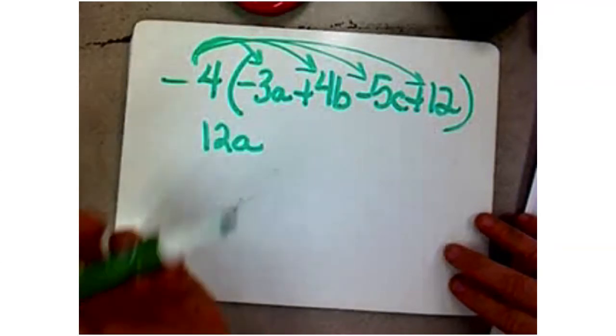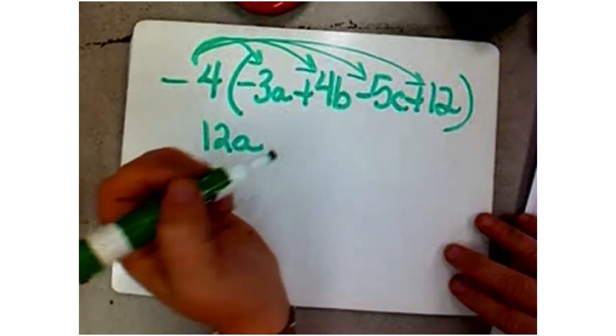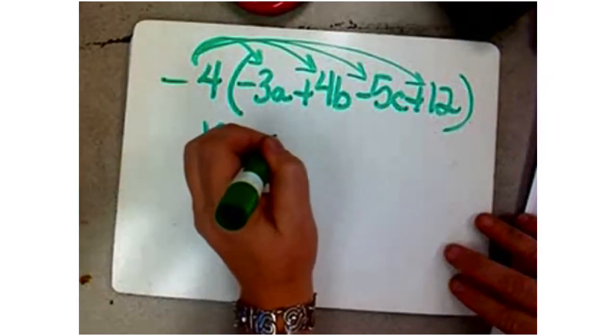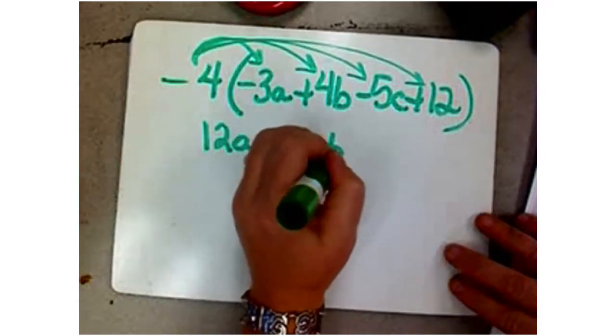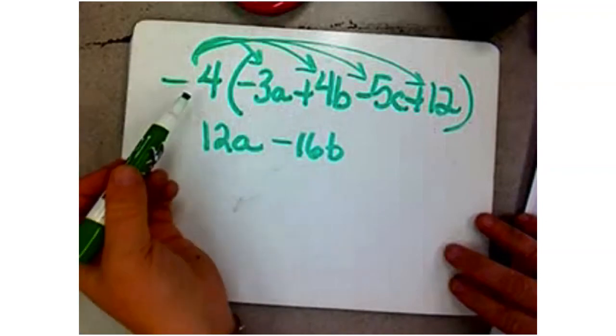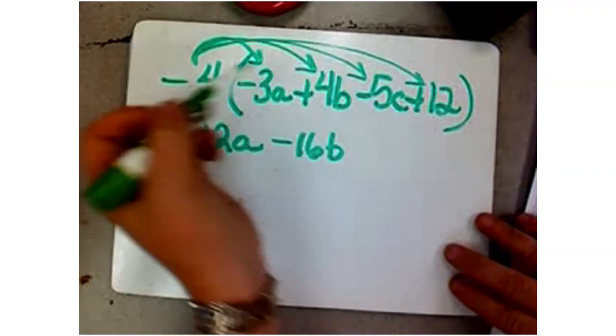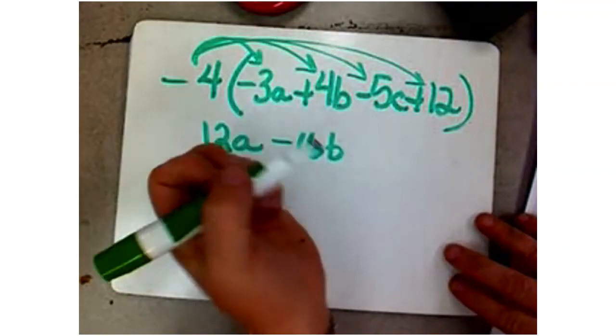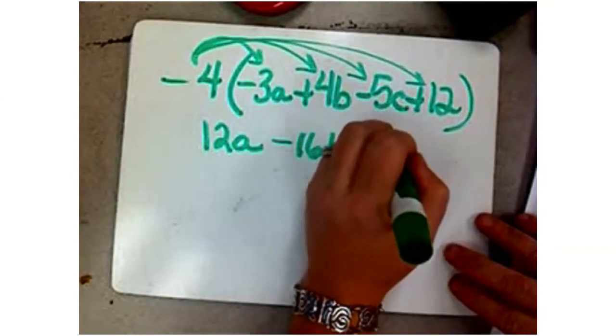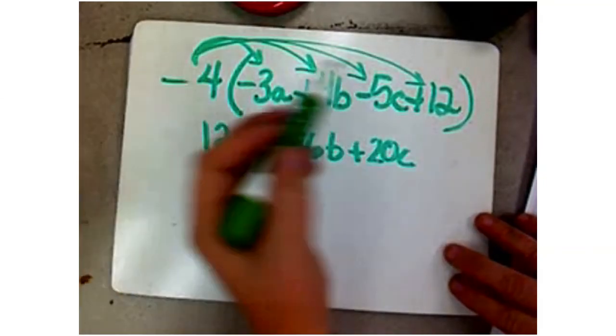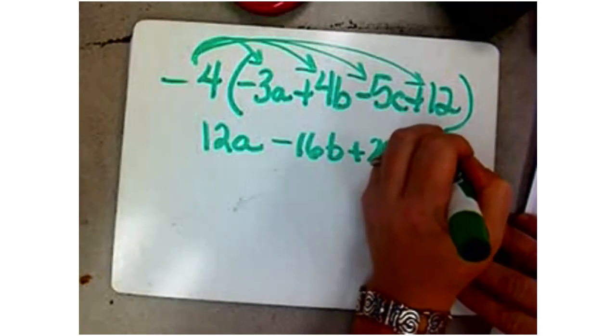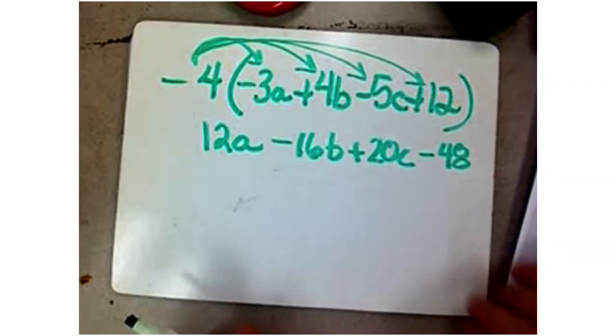So negative 4 times negative 3a is 12a, positive 12a, right? Negative times negative. Negative 4 times positive 4 is going to be a negative 16b, isn't it? Negative 4 times positive 4 is negative 16b. Negative 4 times negative 5c is positive 20c. And negative 4 times positive 12 is negative 48. Do you see all that?